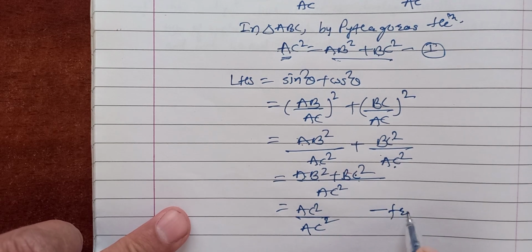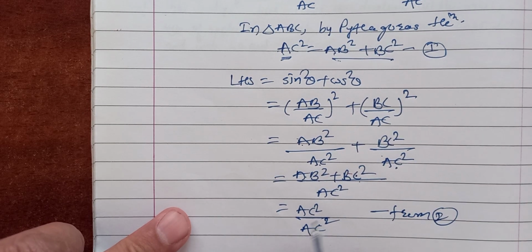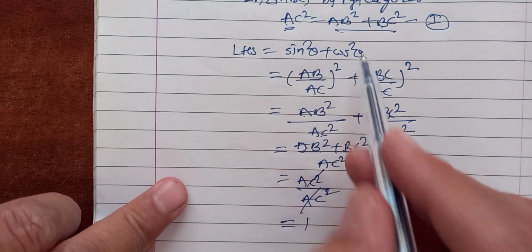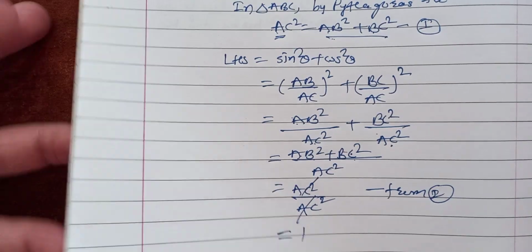Here we can write the reason from first. So this cancels, so the division comes 1. So we proved sin square theta plus cos square theta is 1. You can see in the notebook also.